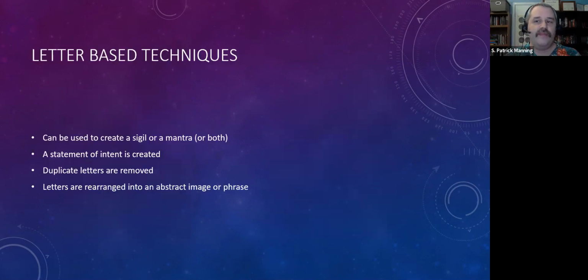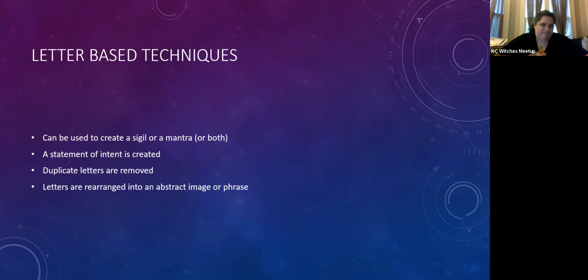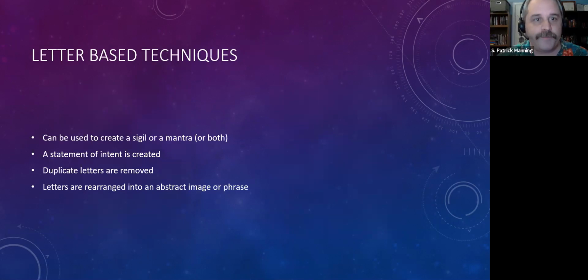So then we have the techniques that are more similar to what Spare came up with. I'm calling them letter-based techniques because you start by actually writing it out. You write it out as a statement of intent, which is just your goal or the result that you want to have happen. You can use this to create either an image, the sigil, or you can also use it to make a mantra, or you can do both and pair them together. You can chant the mantra while you're charging the sigil. They can be related, they can be slightly different. You've got a lot of room to play with there.